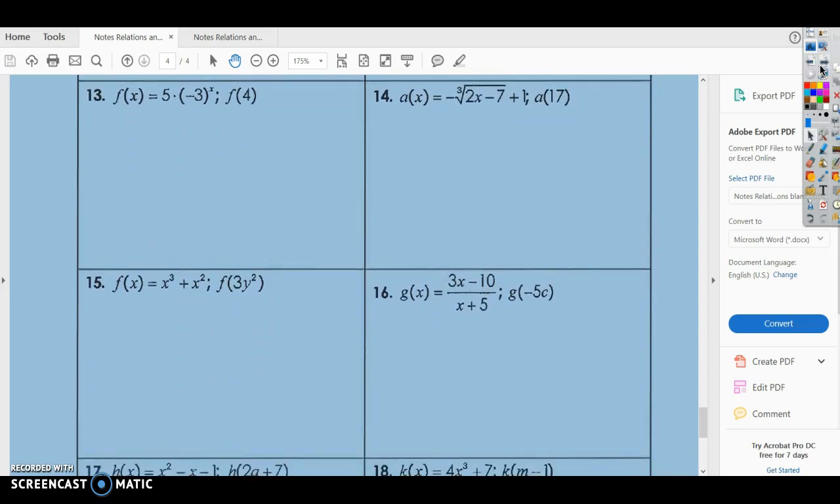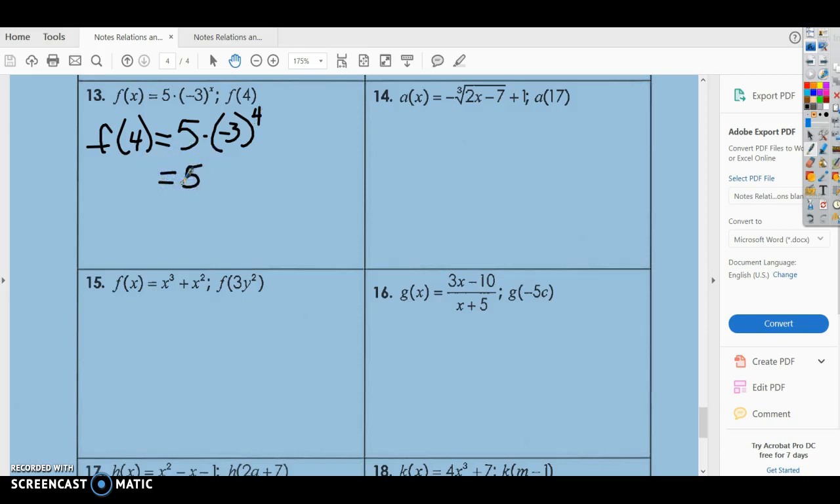All right, let's look at 13 since the x is the exponent this time. Okay, so again, we're going to have f of 4, that's the name of the function, equals 5 times negative 3 raised to the 4th power. Since x is the power, it is raised to that power.